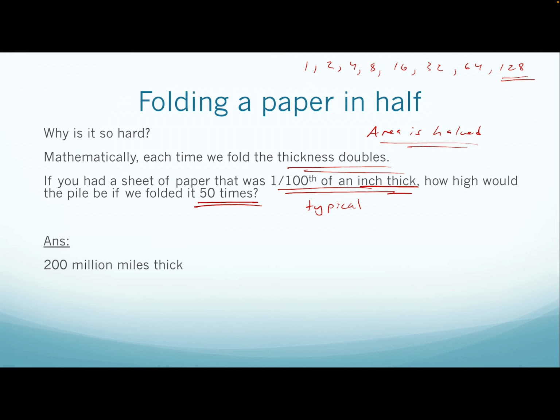That's actually enough to go from the surface of the Earth to the surface of the sun and back again. That's how high that pile would become. Imagine if we folded it one more time, it would do that again. It would go to the sun and back 2 times. So it shows you how doubling something can grow really, really quickly.